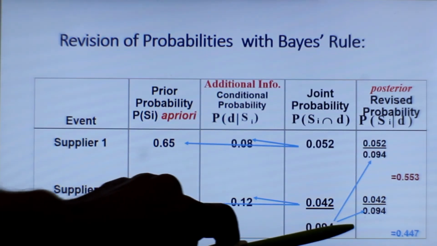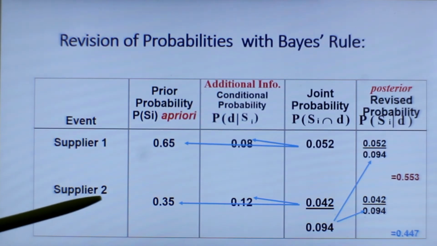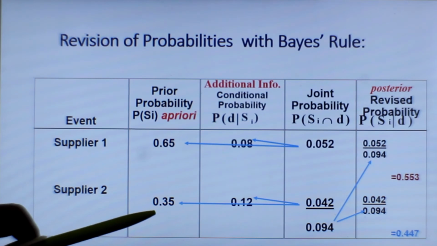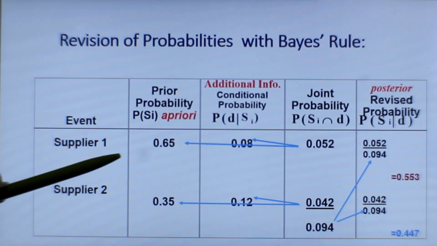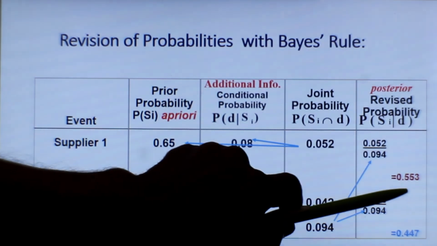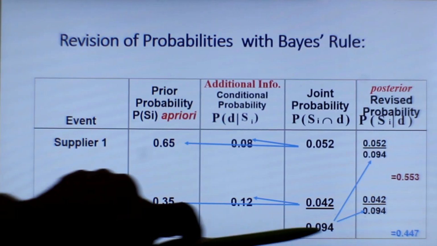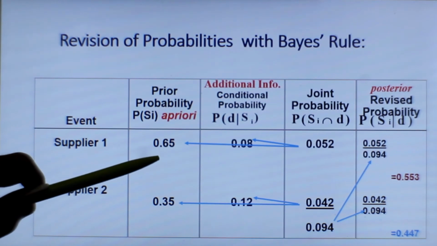Now the posterior probability in case of supplier 2 has increased to 0.447 from 0.35, the marginal probability. That is the a priori probability and that is the posterior probability. Again, supplier 1 has reduced from 0.65 to 0.553. So it is definitely good not to place additional quantity orders with supplier 2 because you will end up with more defects. So it's better to stay with supplier 1.